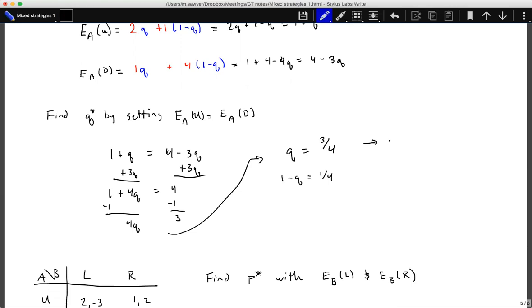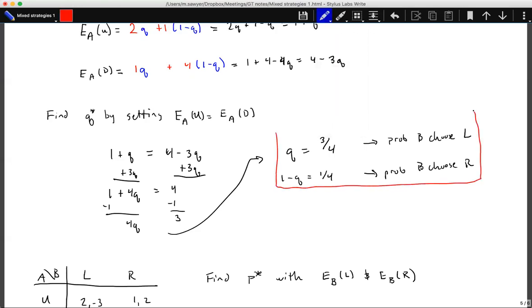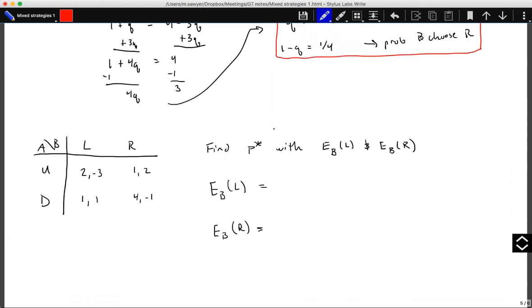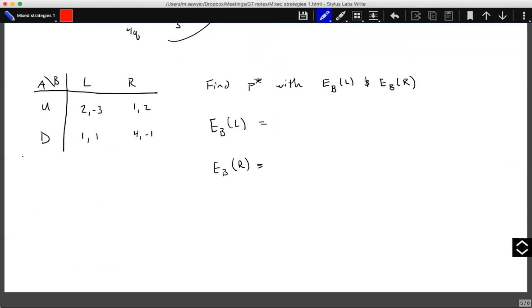So Q is the probability that B chooses left, and 1 minus Q is the probability that B chooses right. I'm going to keep these in mind, so I'm going to box these for later. So I've solved for Q. Now I can solve for P. I do the same thing. Let me again assign my P's and my Q's. So here's my P, my 1 minus P.